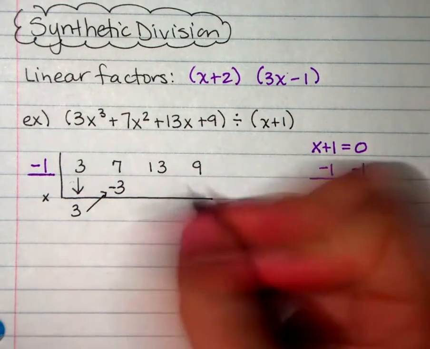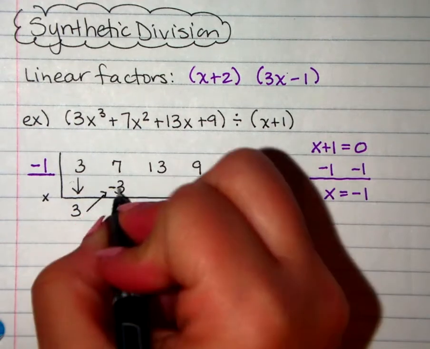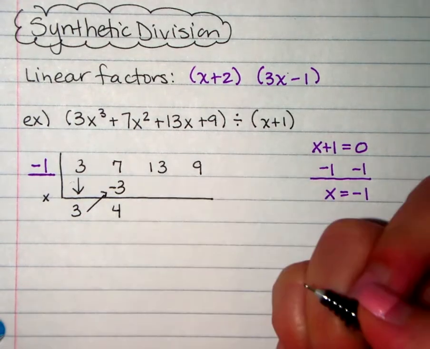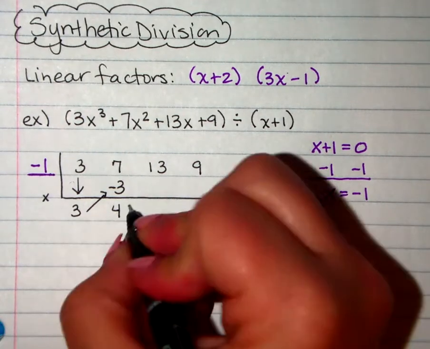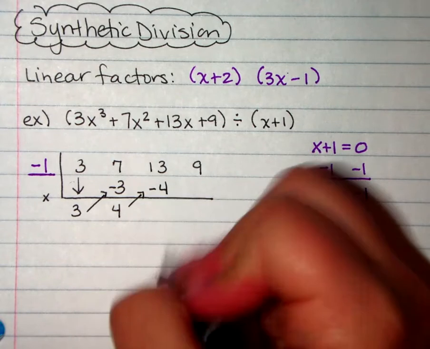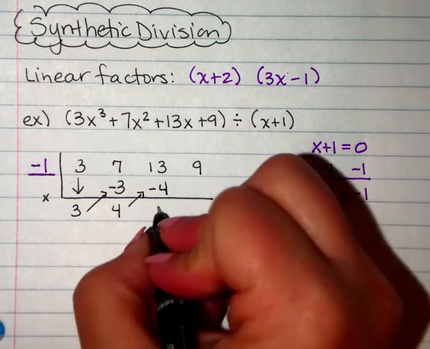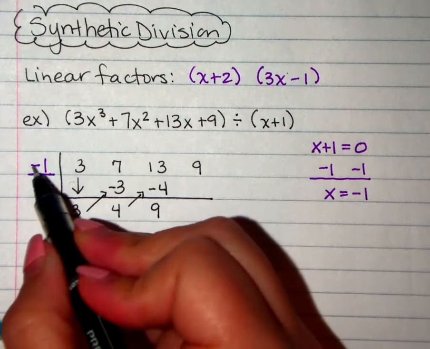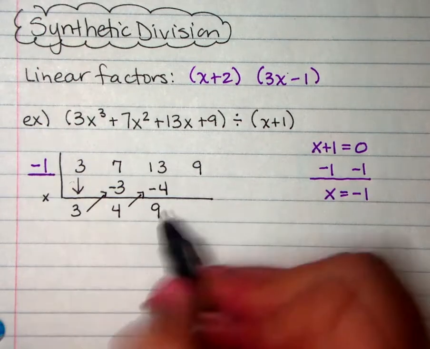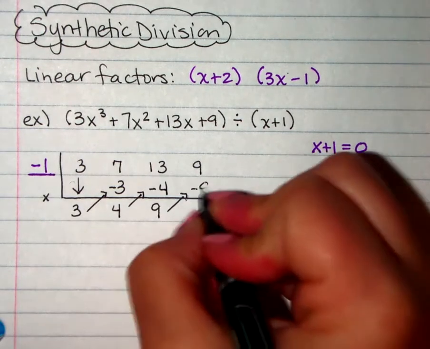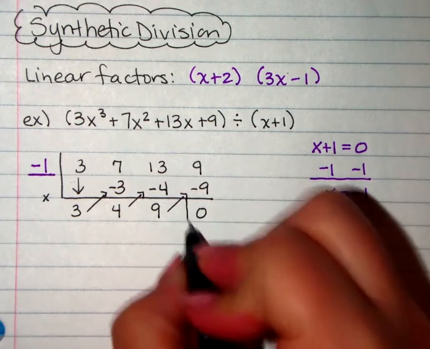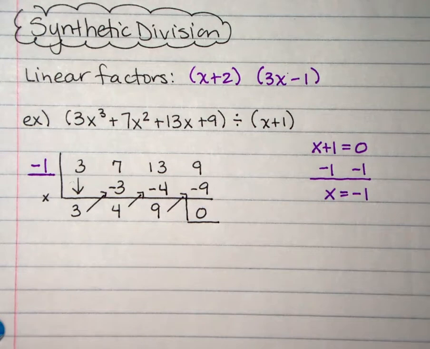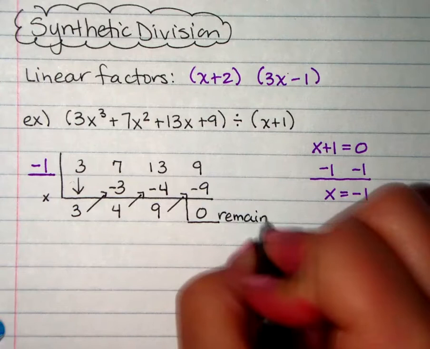And I'm going to repeat the process. Minus 1 times 4 is a negative 4. 13 minus 4 is 9. Negative 1 times 9 is negative 9. And 9 minus 9 is 0. And what happens is this last piece down here is going to be our remainder. So very similar to how we did long division, we always have to have some information about what is our result and what is our remainder.